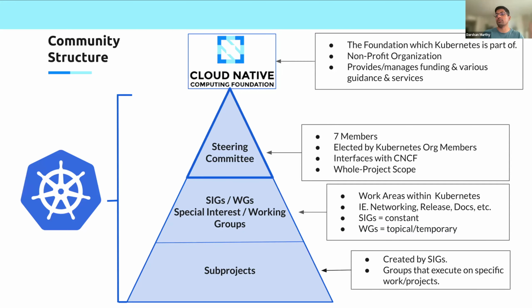The pyramid shows how the CNCF represents the structure of the Kubernetes community. At the top, interfacing the most with the CNCF and presiding over the various topics that affect the entire community and project, is the steering committee. This is a body of 7 members who are elected by Kubernetes org members. We'll go over more about what org membership means shortly.